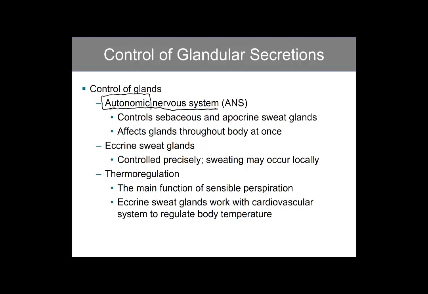But the autonomic controls both sebaceous and apocrine sweat glands. It's going to affect glands throughout the body all at once. Eccrine sweat glands are controlled precisely, so sweating can occur locally. And then thermoregulation. Our sensible perspiration, or merocrine perspiration, is used to thermoregulate. Okay, and eccrine sweat glands work with the cardiovascular system to regulate body temperature.